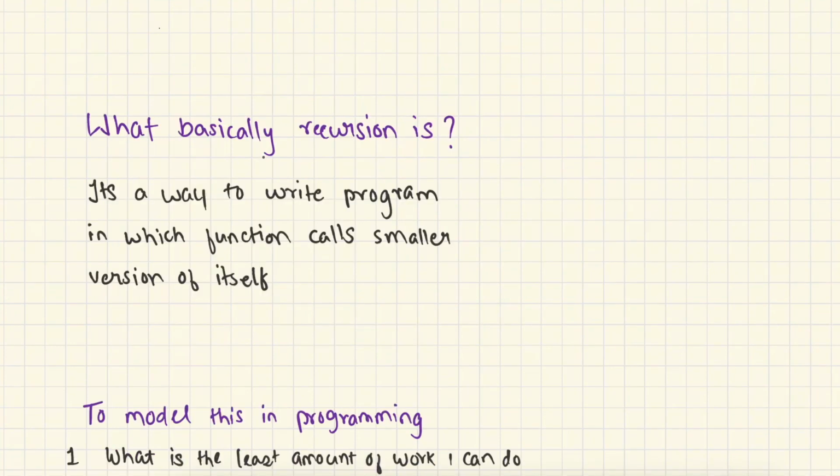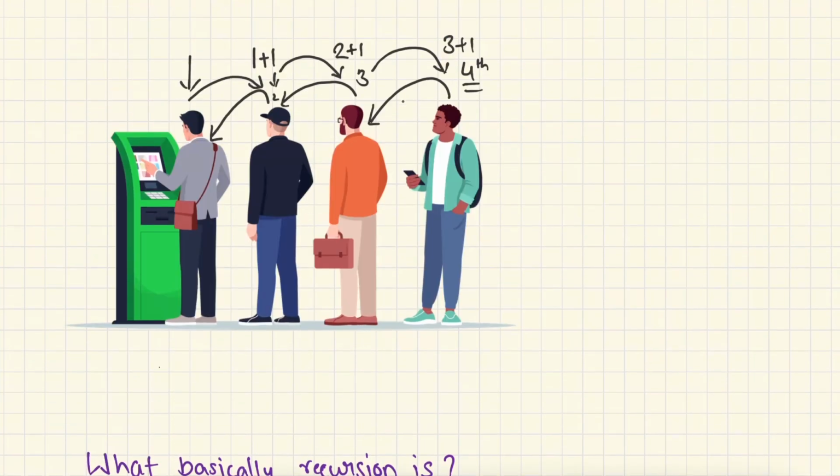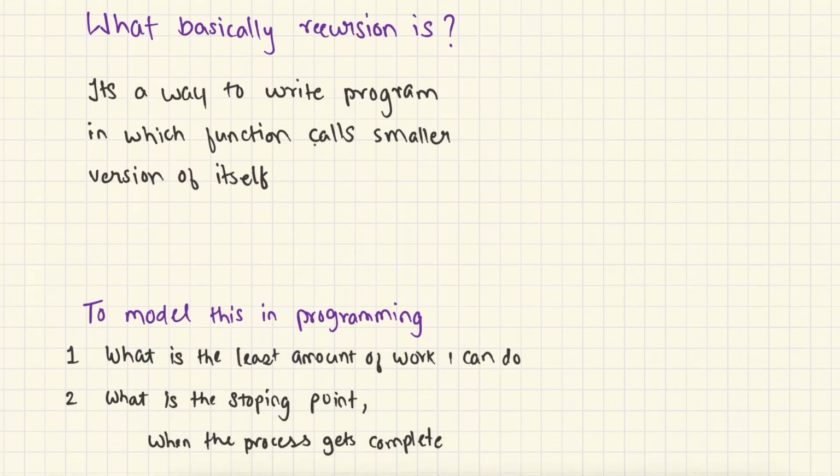Now let's move on to the definition of recursion. So what basically is recursion? Recursion is a way to write a program in which a function calls a smaller version of itself, right? If I take this example again, what is the function in this example? This person tapping on the shoulder of the next person and asking what is your number, that is our smaller function, and this function again calls the smaller function on the other person. So in this example our smaller function is this. All right.